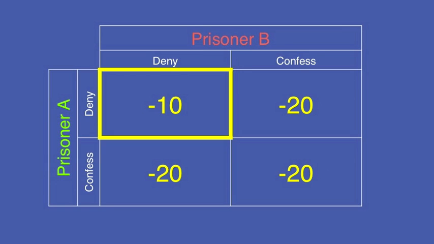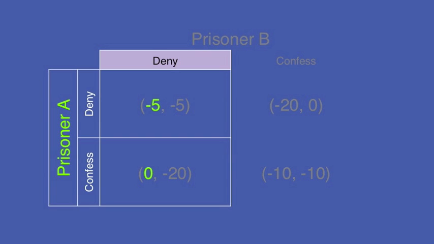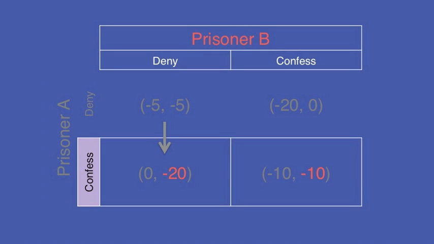But remember, each is selfish. Let's look at it from prisoner A's perspective. He thinks, if prisoner B denies, then if I deny I get 5 years, but if I confess, I'm a free man. So I'm going to confess. Prisoner B then looks at that situation and says, well, if prisoner A confesses, I can deny and get 20 years, or confess and get 10 years. 10 years sounds better. So I'll confess.